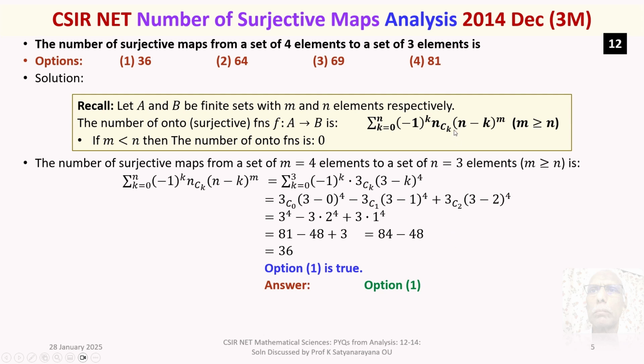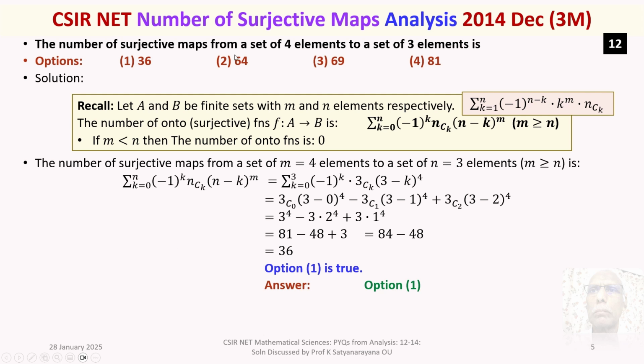Instead of the formula we have written here, you can use this formula also: sigma k equal to 1 to n of minus 1 to the power of n minus k into k to the power of m into nCk. This formula and the earlier formula are both the same, only written in a different form.